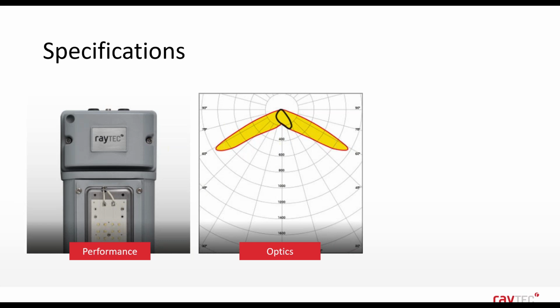Optics, as we've discussed: are there different optics available that allow you to tailor that light output to your specific application, or is there just one standard optic which might be far more limiting? Really, you should take these first 2 points, performance and optics, into consideration together. You can have all the power in the world, but if you're not targeting the light in the right place, that power is totally wasted. So ideally, you need to find a luminaire which fulfills both of these requirements.